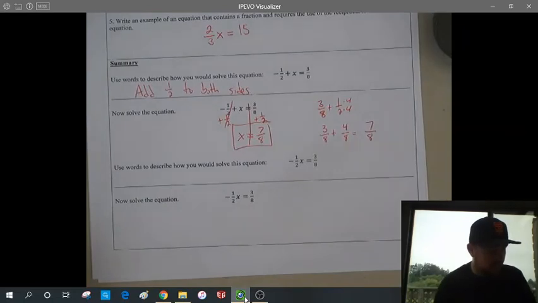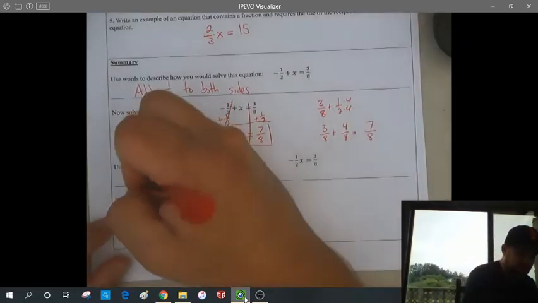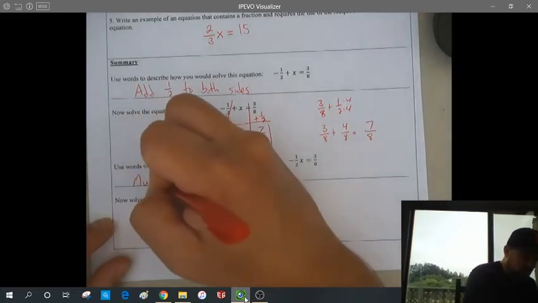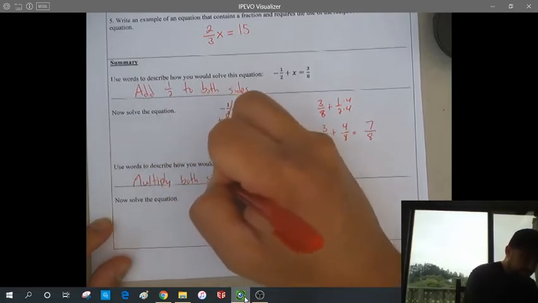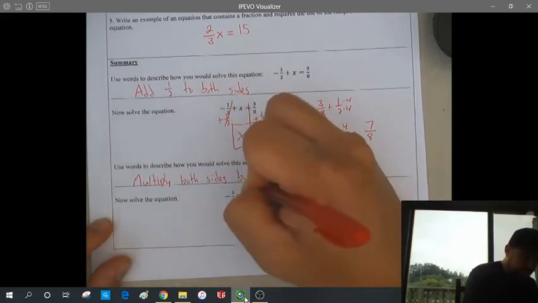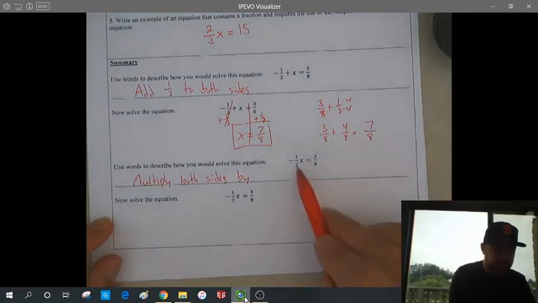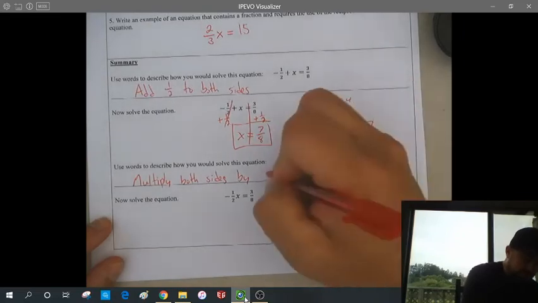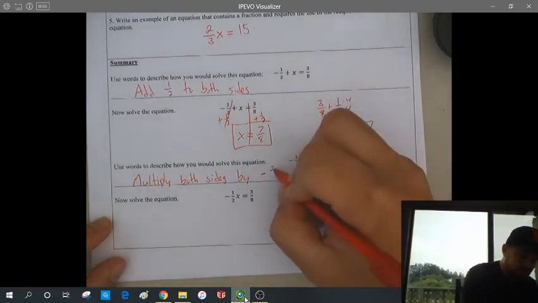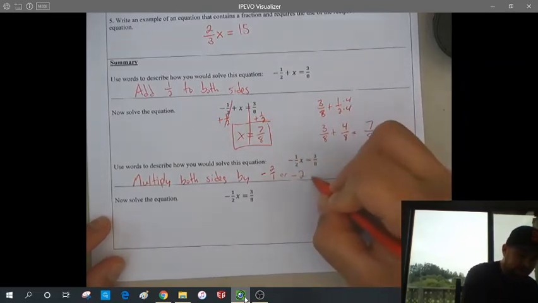Okay, and use words to describe how you would solve this equation. So negative 1/2 x is equal to 3/8. In this case, we need to multiply both sides by, and in this case, since it's negative 1/2 that's attached to the x, showing multiplication, to undo that, we divide by negative 1/2, but really that's the same thing as multiplying both sides by its reciprocal, which is still negative, but it's going to be 2 over 1, or that's the same thing as just negative 2.